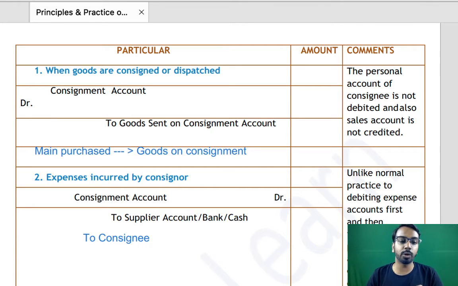So what are we doing? For all the expenses including goods sent on consignment, they will be debited to the consignment account. The expenses may be incurred by the consignor, the expenses may be incurred by the consignee as well. All the expenses are debited to consignment account.